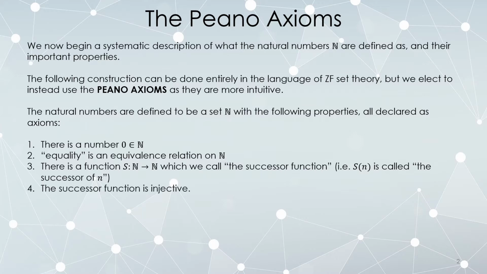This function is injective, so specifically, if two numbers have the same successor, they were the same number to begin with. If S of A equals S of B, then A equals B. But also, we can phrase this through the contrapositive formulation: if A is not equal to B, if two numbers are not the same, then the number which comes after them, their successors, are not the same.